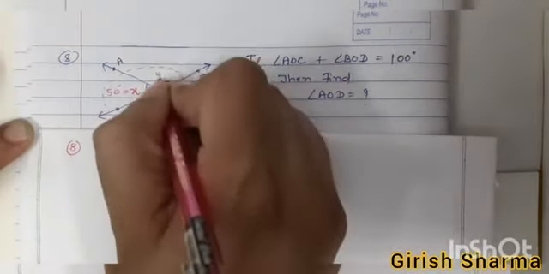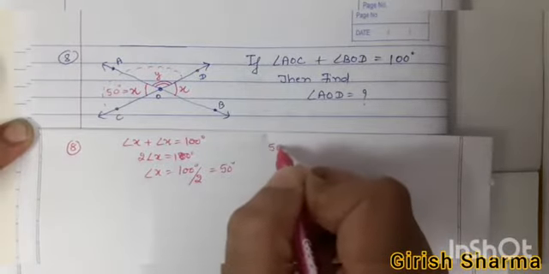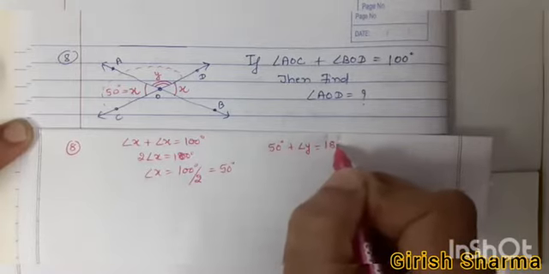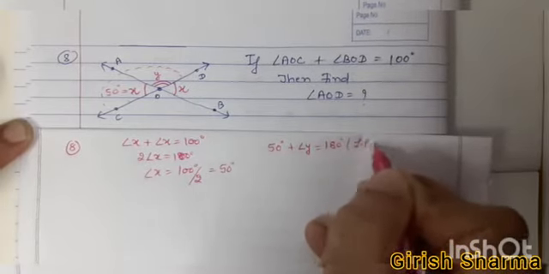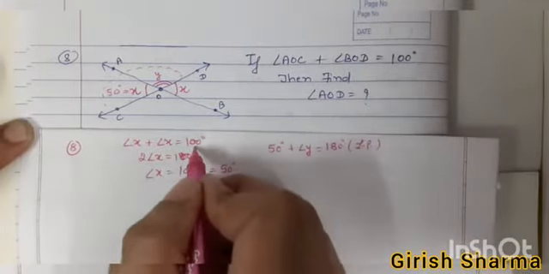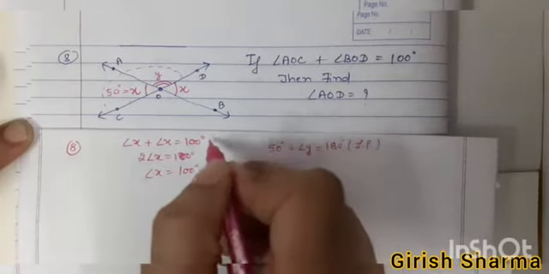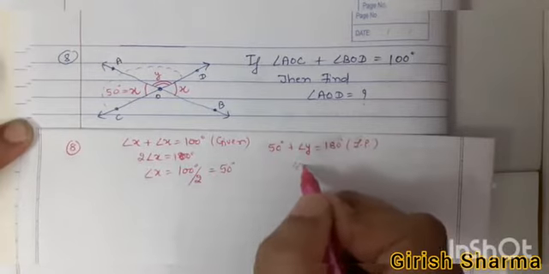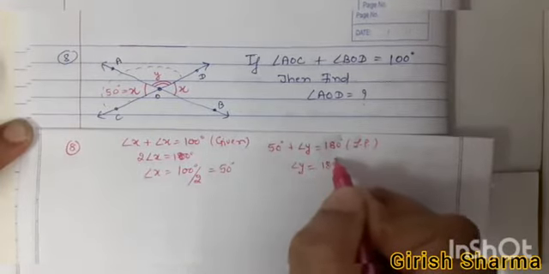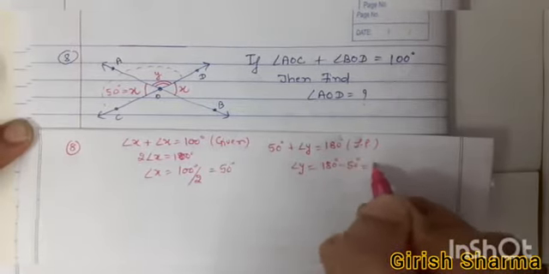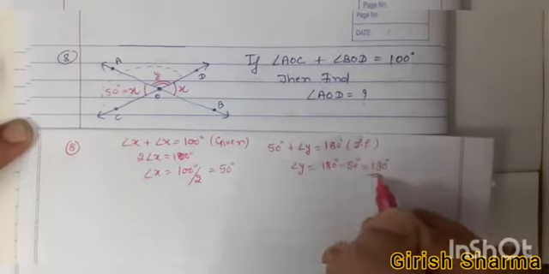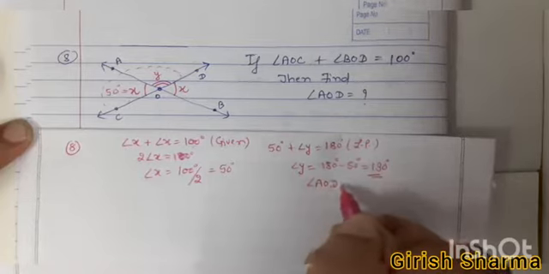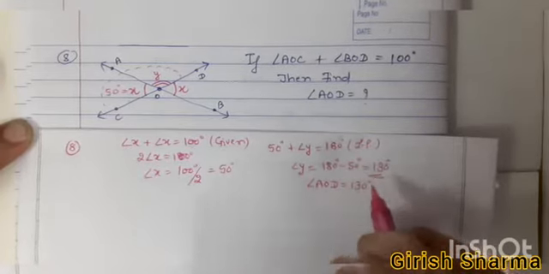Okay, let's say this is Y. So 50 degrees plus angle Y is equal to 180 degrees by linear pair. And what was this earlier? This is given, no? Condition is given. So what is angle Y? 180 degrees minus 50 will be 130 degrees. And Y is what? AOD. AOD will become 130 degrees.